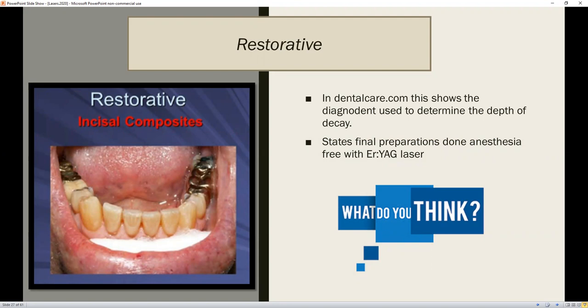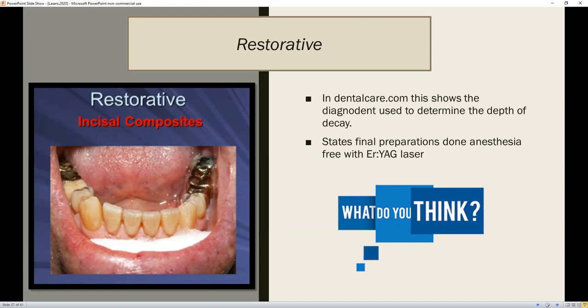So on dentalcare.com, everybody's done the CE course by now, and that also shows the Diagnodent is used to determine the depth of decay. The study that was presented states that the final preparations were done without anesthesia if you're using the laser to do the cutting. What do you think about that? Could this be done really without anesthesia? Would you do it without a laser, without anesthesia?